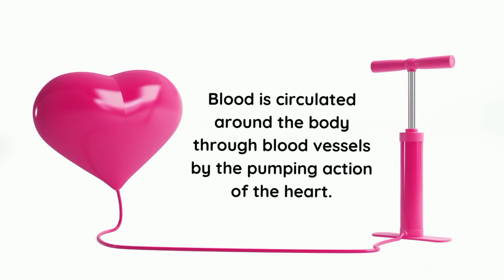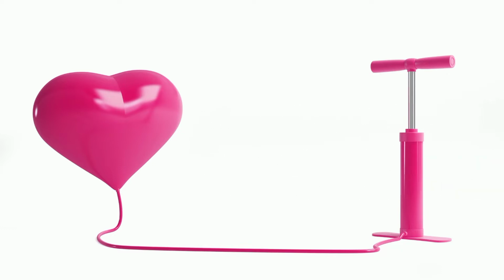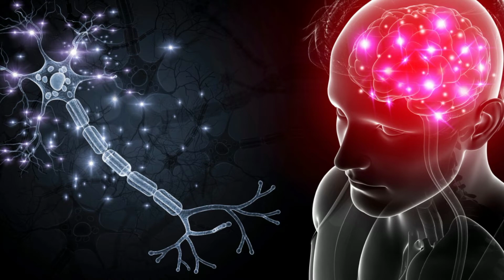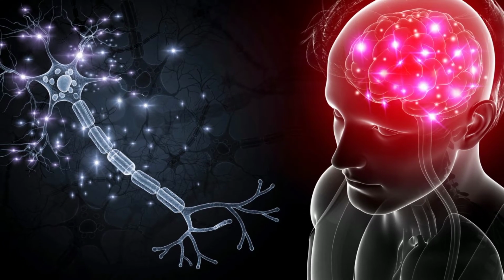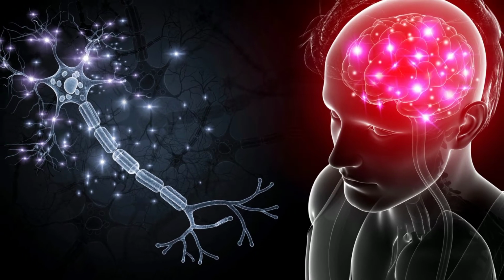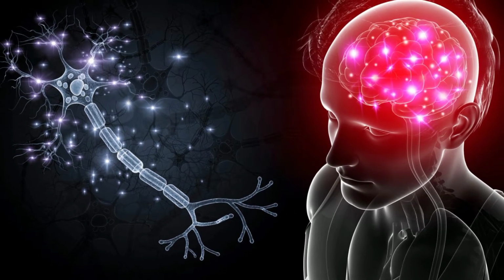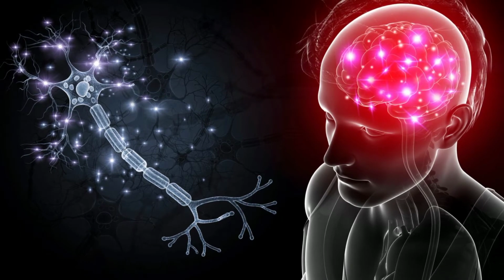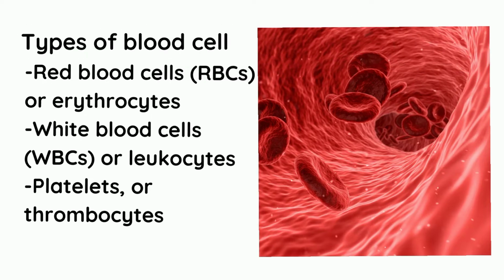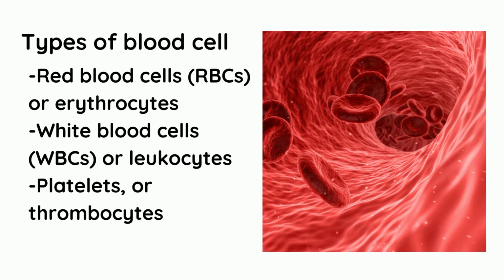Your brain also needs oxygenated blood. We have discovered that when oxygenated blood is not carried to your brain within 5 to 10 minutes, the person might likely die or experience serious brain damage. Right? The human blood is divided into 3 types of blood cells.